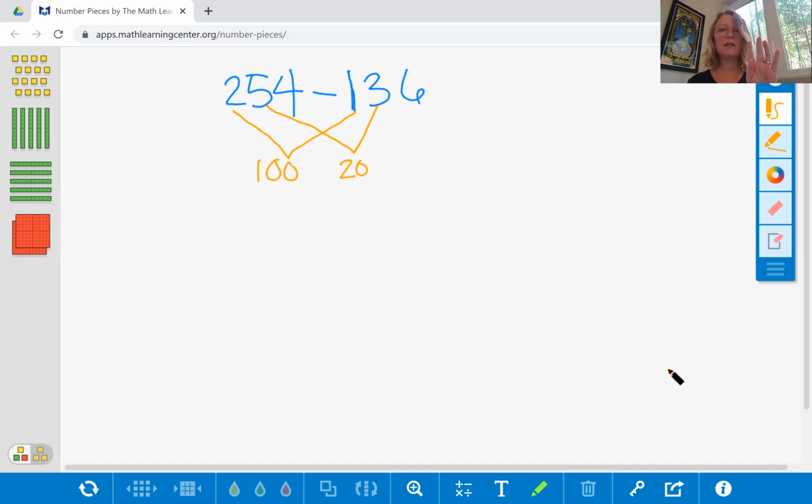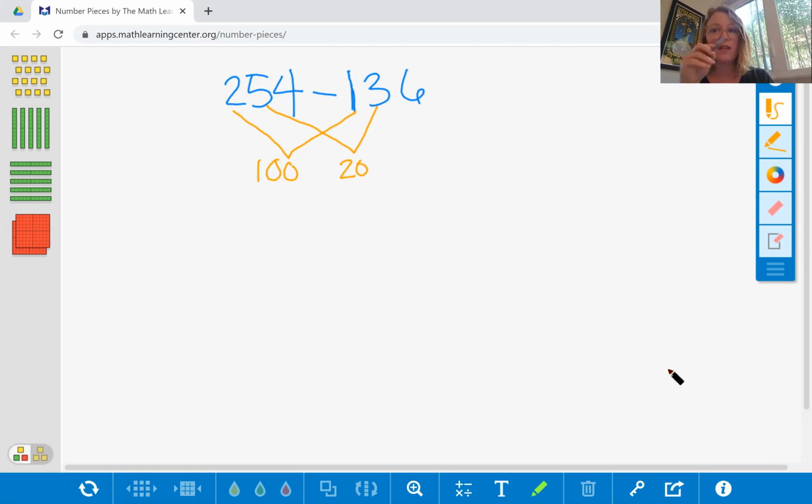4 minus 6. Uh-oh, wait a minute. 4 minus 6. 1, 2, 3, 4. I can't take 6 away from 4. Oh, I feel a little bit stuck. I don't know what to do. I know I'm hearing some of you say, just flip the numbers around, 6 minus 4. But you can't do that. It's not 6 minus 4. It's 4 minus 6.